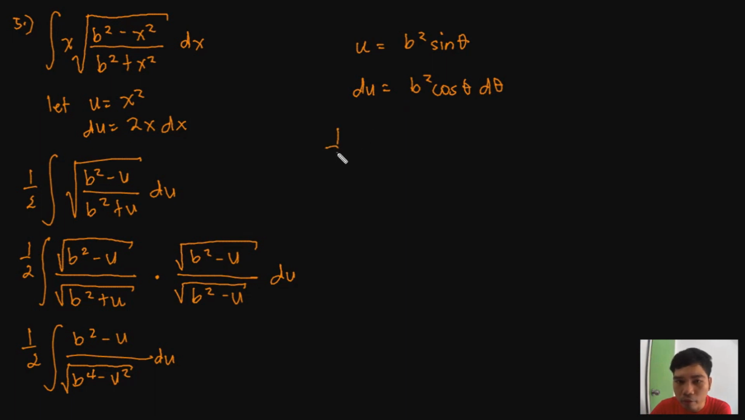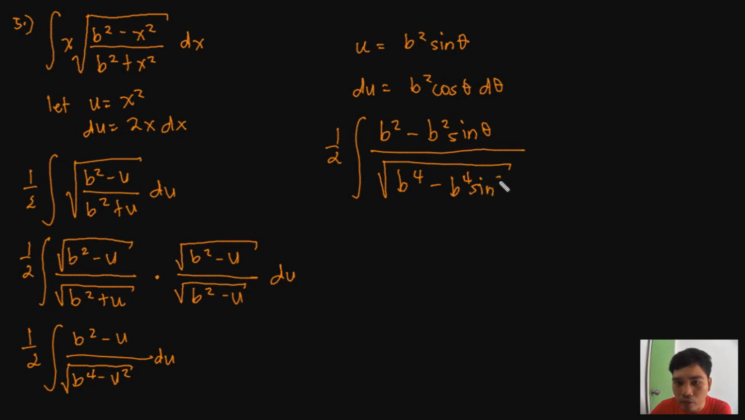So from this, we have 1/2 the integral of b squared minus b squared sine theta divided by square root of b to the fourth, and then minus, so i-square natin yung u, so we have b to the fourth and then sine squared theta d... hindi siya d theta agad, no? Meron pa tayo dito, so that is b squared cosine theta d theta. Okay, so ito yung ating expression.